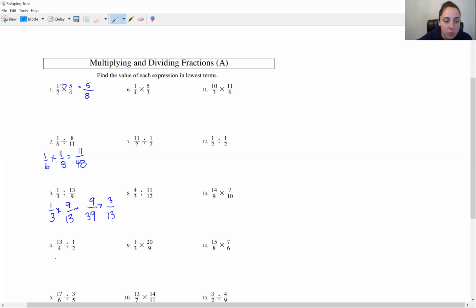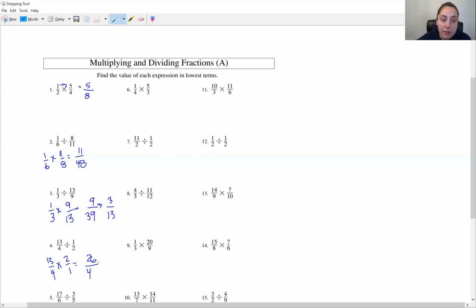Okay, the first one stays the same. 13/4 does not change. Flip and multiply. So we're going to go ahead and change this to a multiplication and flip our second fraction. So instead of 1 over 2, it's going to be 2 over 1. And then we multiply. So 13 times 2 is 26. 4 times 1 is 4.